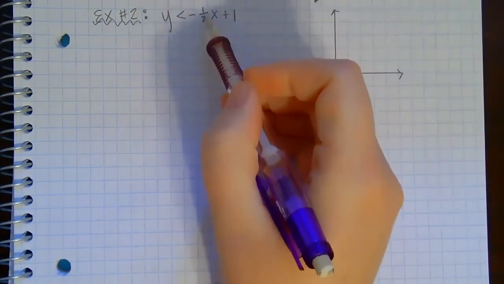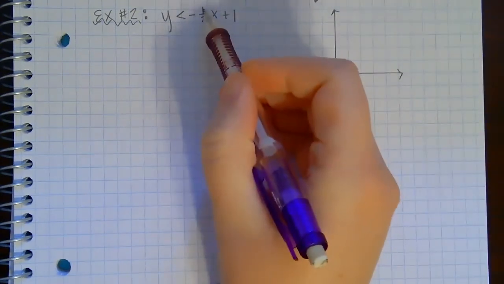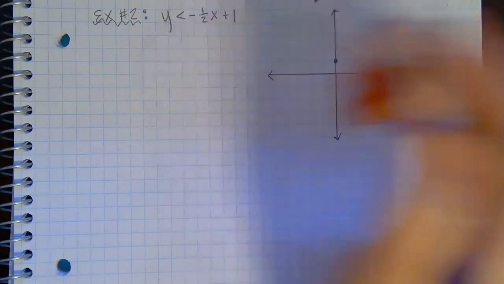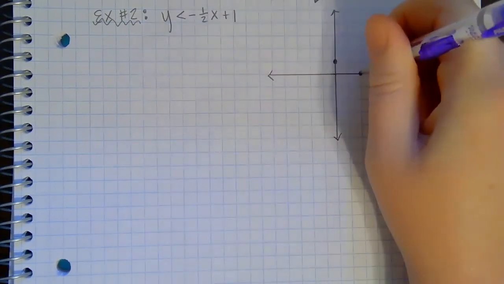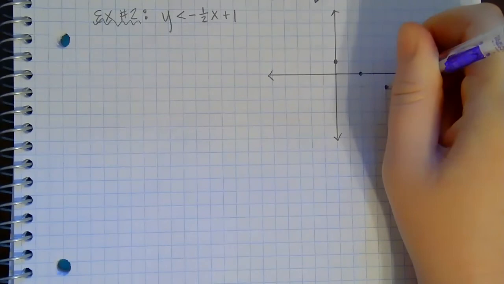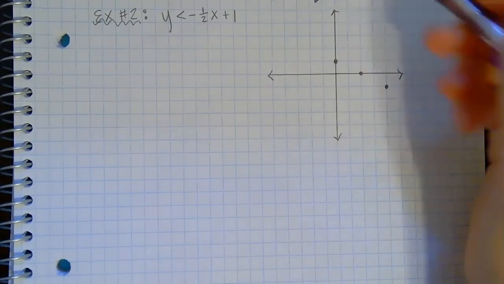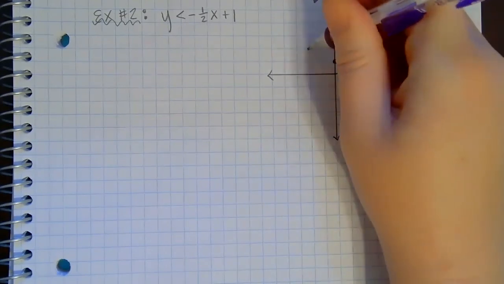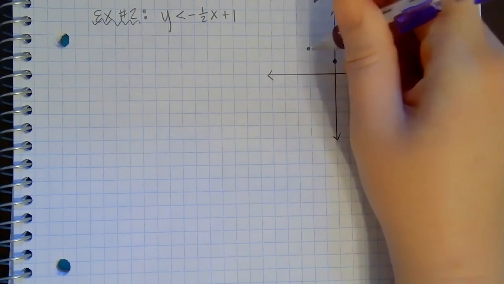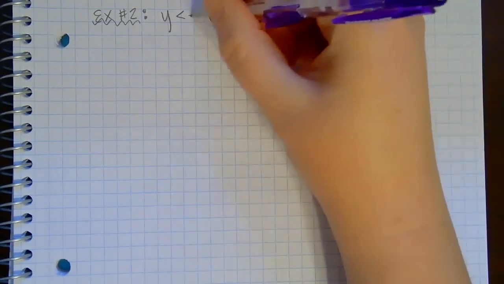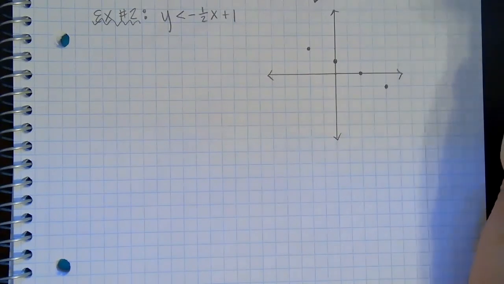And then this is my change in y over change in x. It's telling me to go down 1 and right 2. Down 1, right 2, down 1, right 2. Or I could go up 1 and left 2, because that'd be +1 and a -2. So this negative could go on top or it could go on bottom. Just make sure you don't make them both negative.